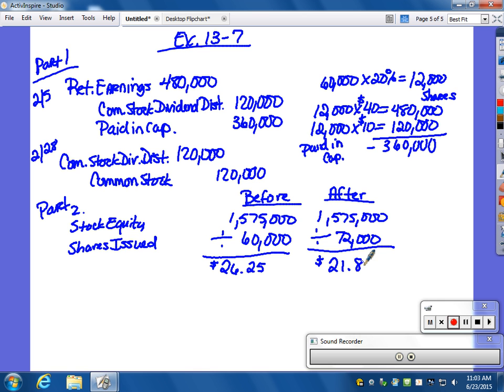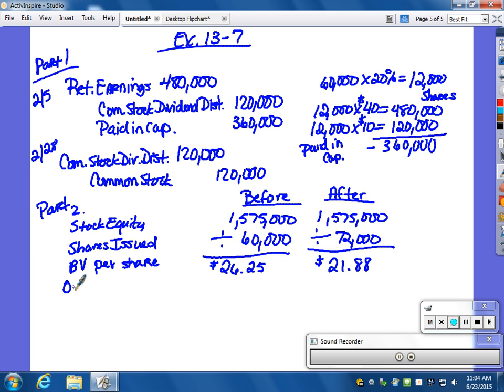21.88. Now that's basically the book value per share. At this point, what are we interested in doing? Now that we have book value per share, we need to multiply that by how much? The 800 shares. That's where the 800 comes in. How much we issued the stockholder? Not what we issued, but basically what they owned.